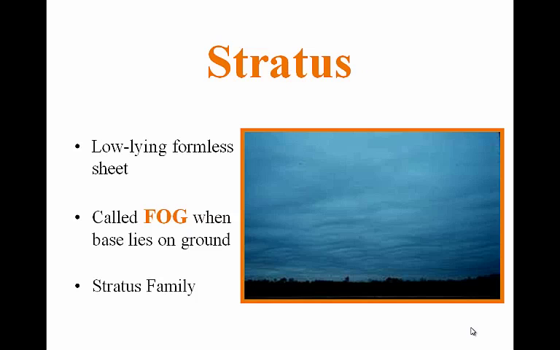Stratus clouds are low-lying, formless sheets. They look extremely low in the atmosphere and form kind of a platform of a cloud. There's not much texture or shape to them. It's also referred to as fog when the base lies on the ground. And these are obviously from the stratus family.